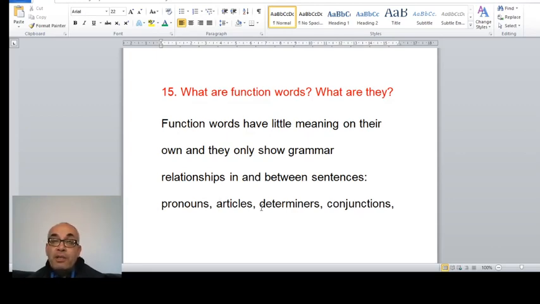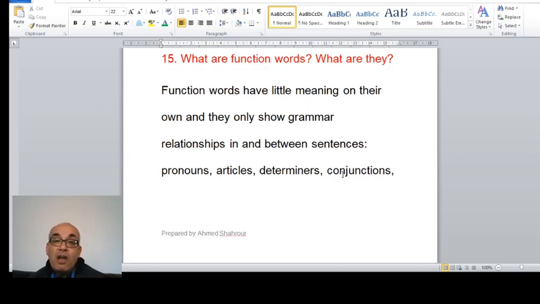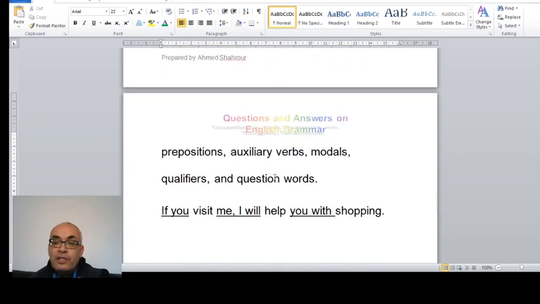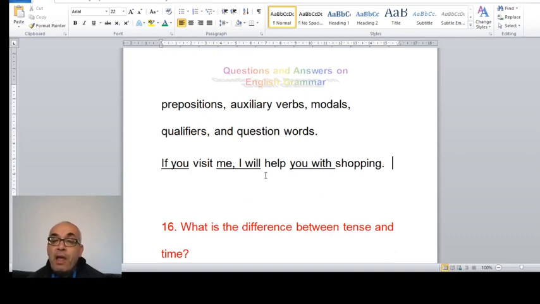Determinants. Determinants are any words which come before nouns. So the determinants are function words. They have little meaning. Conjunctions: and, but, or, so, etc. So again, conjunctions are function words. Why? Because they have little meaning on their own. They just help us to make a sentence. Prepositions: to, at, in, from, between, against, of, etc. Again, these are function words.